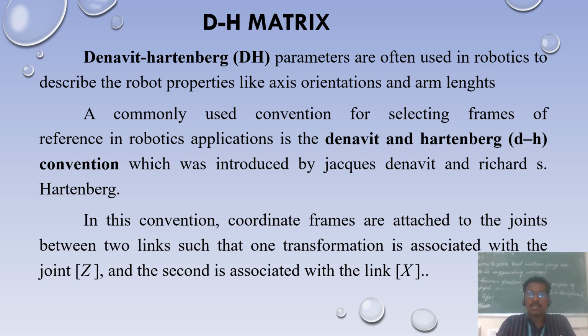A commonly used convention for selecting frames of reference in robotic applications is the Denavit and Hartenberg DH convention, which was introduced by Jacques Denavit and Richard S. Hartenberg. These are the two persons who introduced these parameters, used in robotics to maintain the rotations. In this convention, coordinate frames are attached to the joints between two links such that one transformation is associated with the joint Z and the second is associated with the link X.